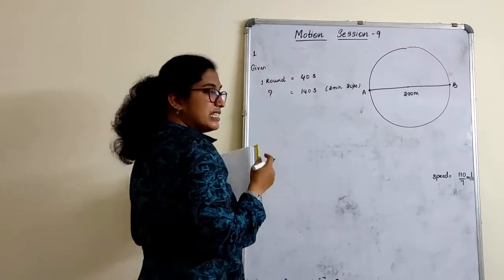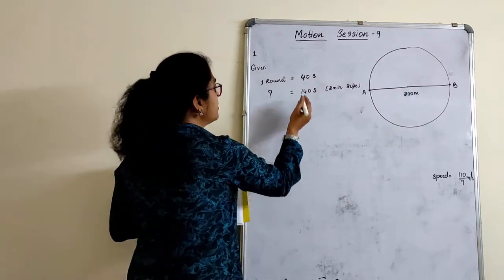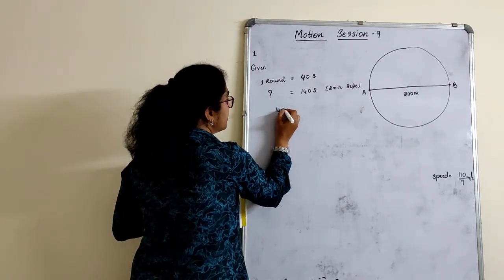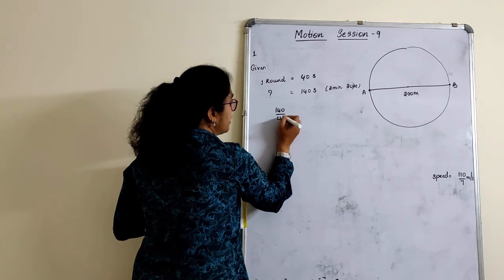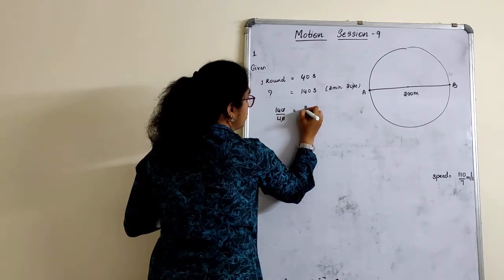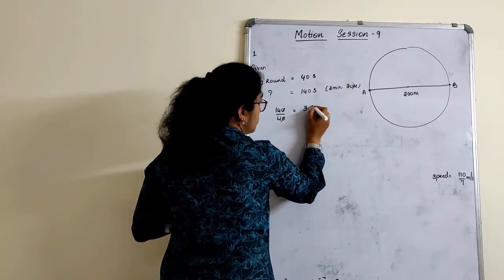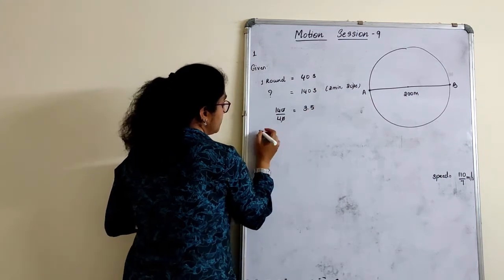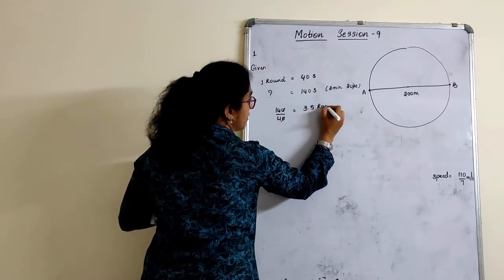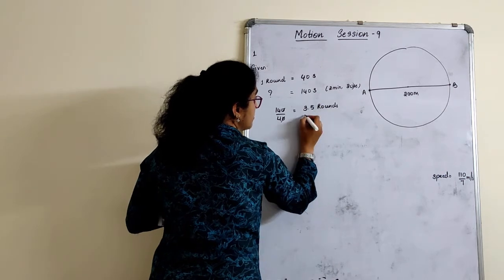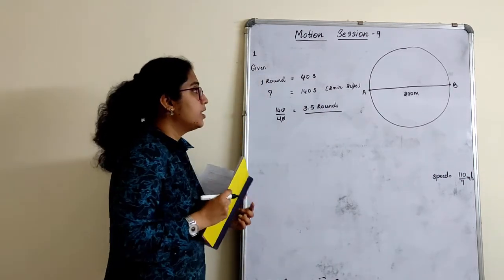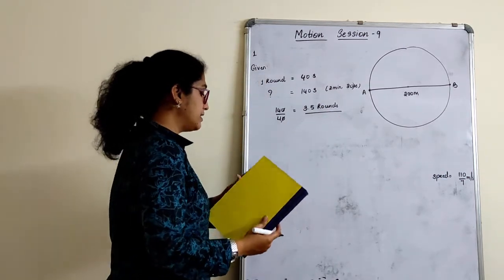How many rounds? The same thing that we had done earlier, children. So this is going to be 140 upon 40. 4 and 4 cancelled. 4 3s are 12. 2 remainder. 4 5s are 20. 3.5 rounds. This is very important to know. Okay, now let us calculate displacement.